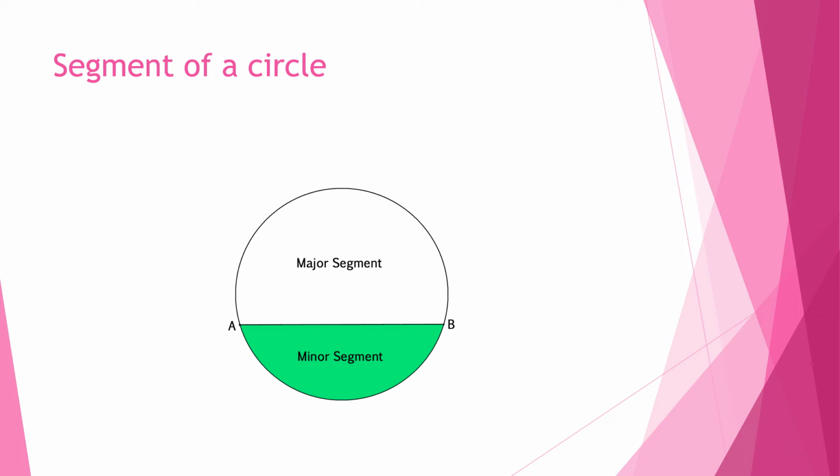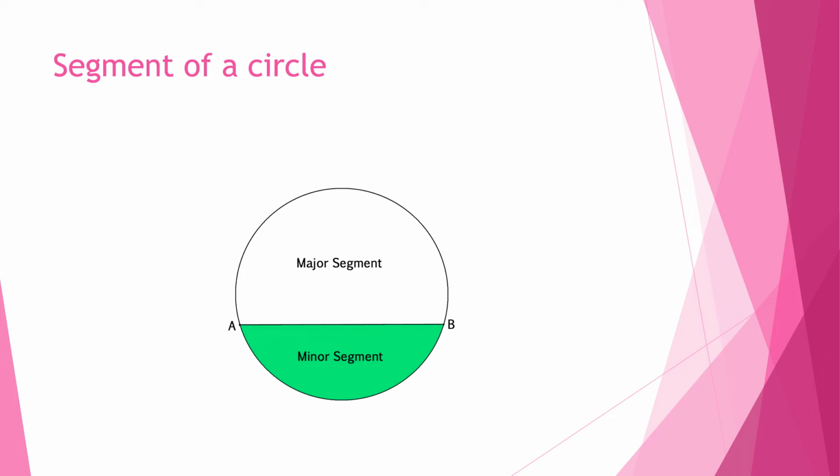In order to understand the segment of the circle, first of all, we should understand that any line segment inside the circle is known as a chord. So here a line segment AB is presented, which represents a chord of the circle. A chord of the circle divides the circle into two parts. The smaller part is known as minor segment and the bigger part is known as major segment.